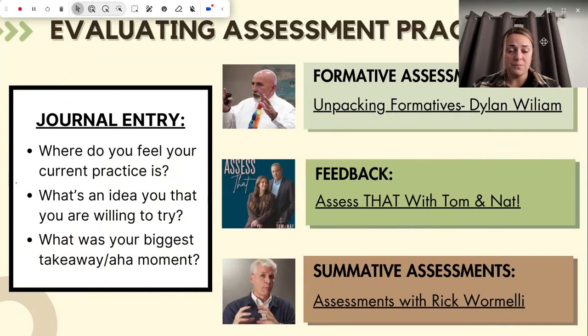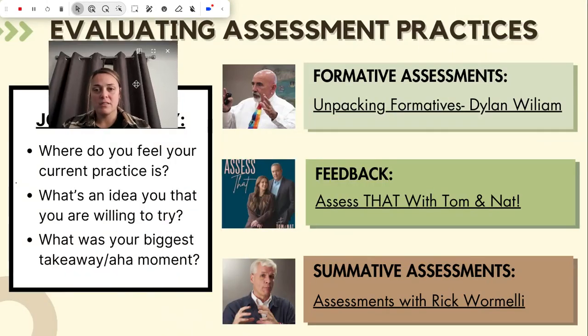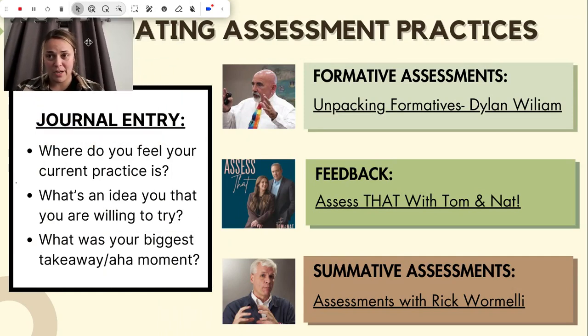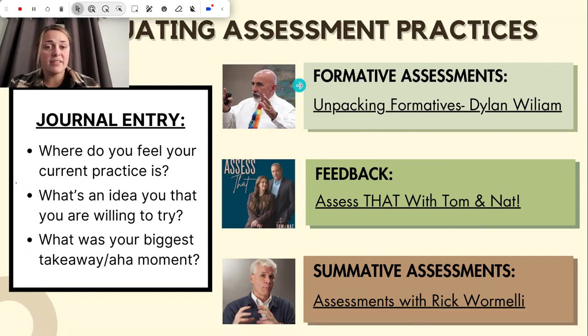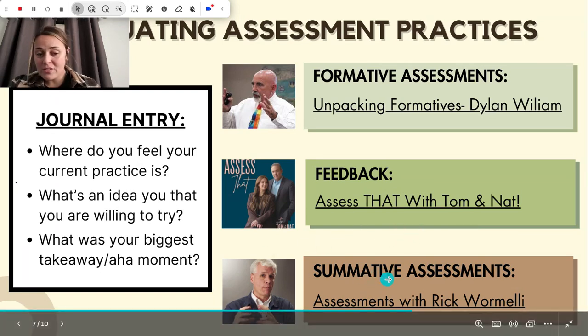So, what are we going to do? We're going to evaluate our assessment practices. In your journals that you were all given at the beginning of the year, I asked you to bring them today. I want you to choose one of these three. Either you're going to look at formative assessments with Dylan Wiliam. You're going to look at feedback. This is a podcast called Assess That with Tom and Nat. Or you're going to look at summative assessments with Rick or Melly.